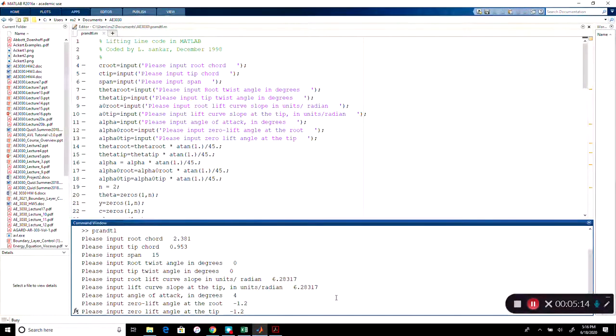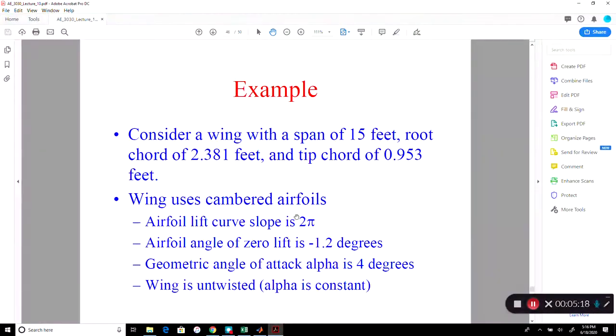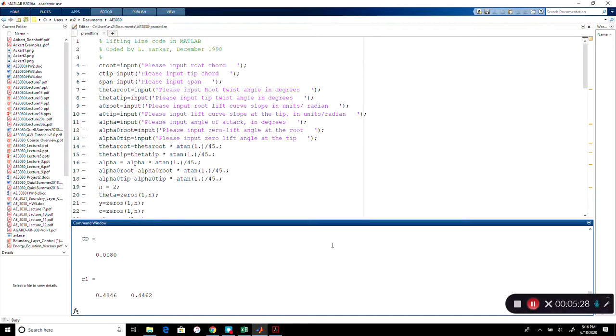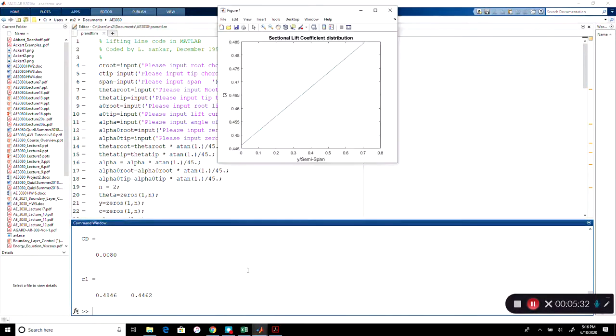So it asks for the same basic information that we are providing for our hand calculations. This is the information that I put into the MATLAB program. Now if you hit return, it'll compute a number of quantities. It'll scroll very, very fast.